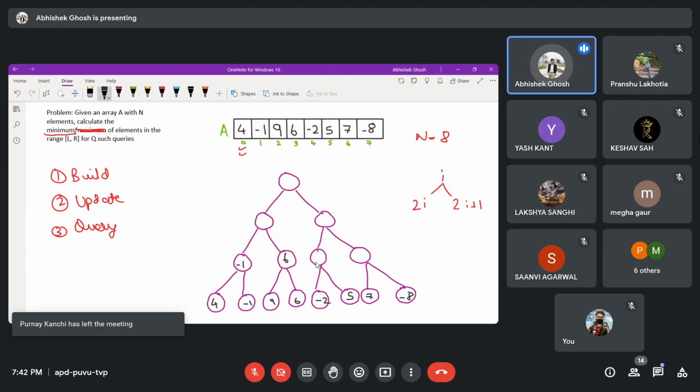What would be the minimum for 9 and 6? 6. 5 minus 2 is minus 2, and minus 8 is minus 8. So like that, now I can fill another level. Now I have the answer for this and this.